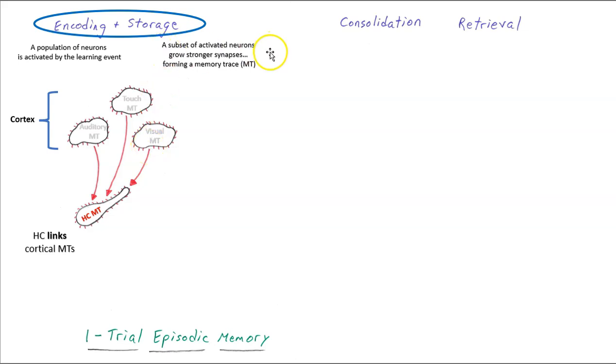Now, the storage phase of this process we can identify as a subset of activated neurons grow stronger synapses, forming a memory trace. MT will be memory trace. And this is occurring both in the cortex and in the hippocampus. So whatever neurons were activated by the learning event, a subset of them are going to start to grow stronger synapses, and that forms a memory trace in the cortex as well as in the hippocampus. So the hippocampus is making a memory trace as well, and that memory trace is connected, if you will, to the cortical memory traces, because it was the cortical neurons that were sending information down into the hippocampus.